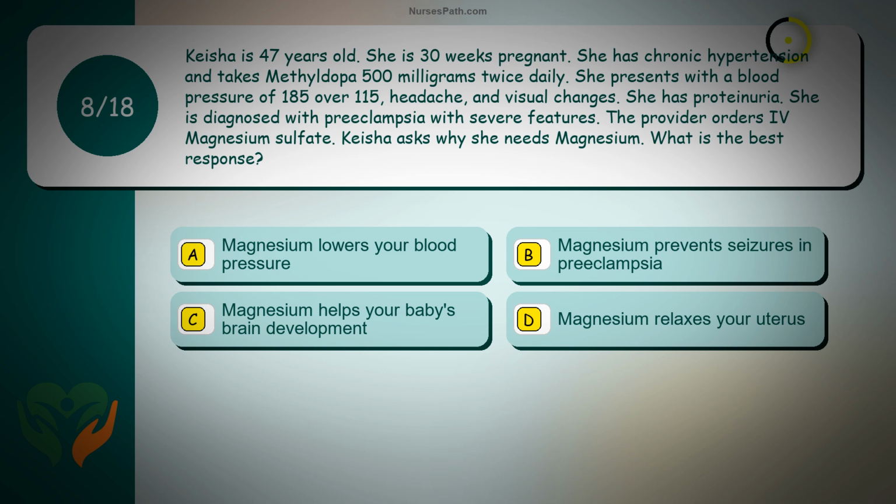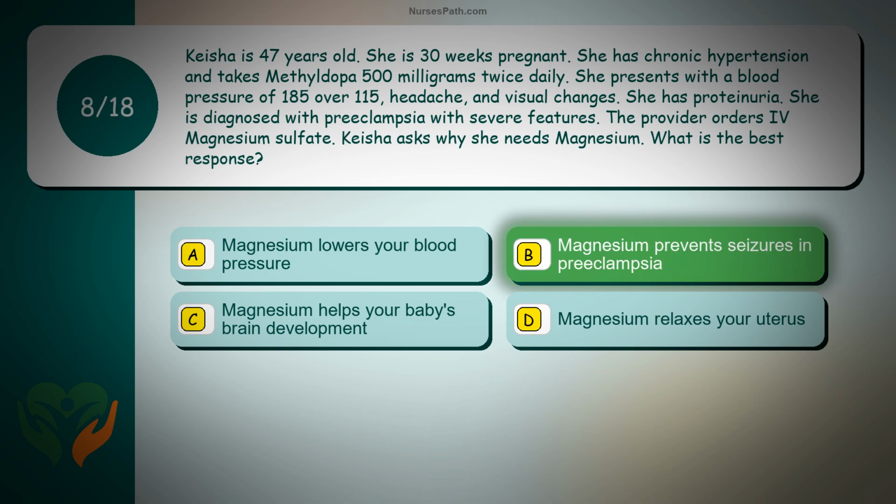The provider orders IV magnesium sulfate. Keisha asks why she needs magnesium. What is the best response? Option A, magnesium lowers your blood pressure. Option B, magnesium prevents seizures in preeclampsia. Option C, magnesium helps your baby's brain development. Option D, magnesium relaxes your uterus.